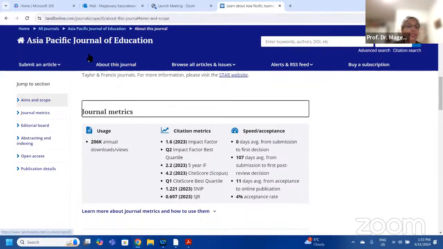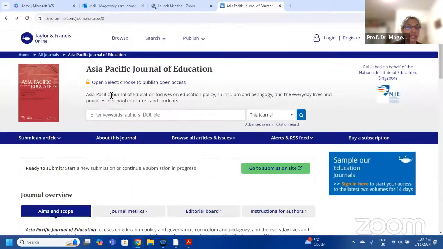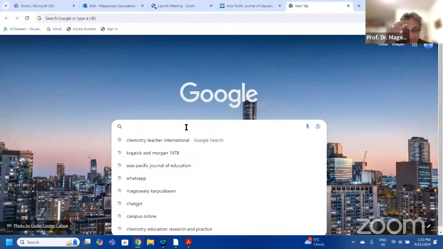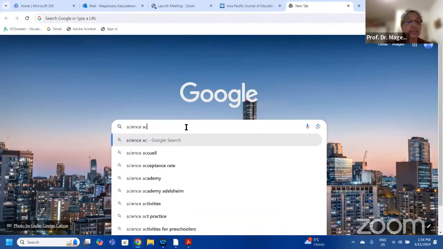The others will be, if you're doing experimental design, there's something.